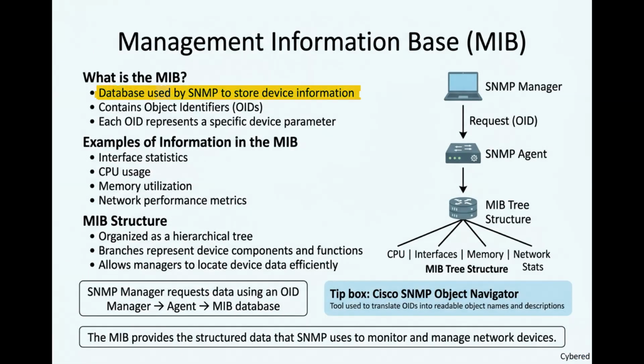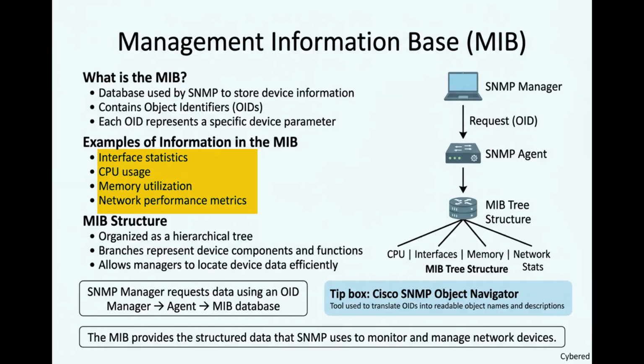The Management Information Base is a database used by SNMP that stores information about the components and operational state of a network device. It contains a collection of object identifiers, which represent specific variables that can be monitored or managed on the device. Each OID corresponds to a particular piece of information or function on the device. For example, an OID may represent interface statistics, CPU usage, memory utilization, or other device parameters.